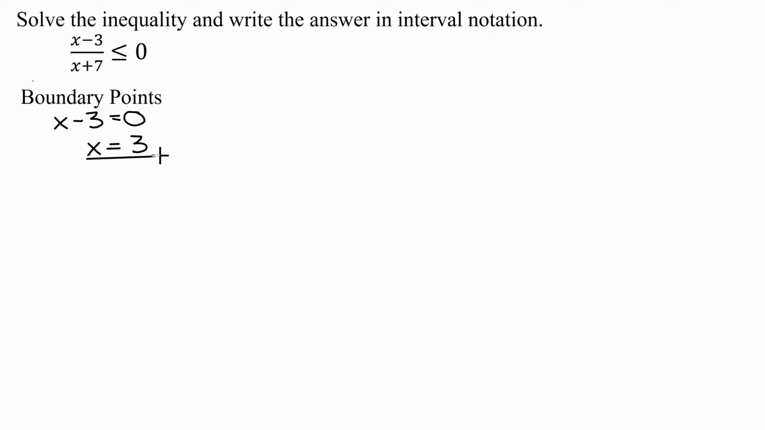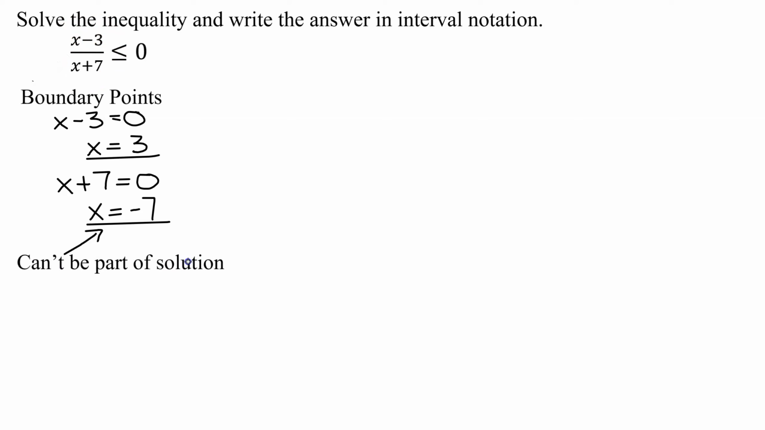The other boundary point comes from when this expression is undefined. It's undefined when the denominator equals 0. So you set x + 7 equal to 0, and you get x = -7. So there are my two boundary points. However, we mustn't forget that x = -7 makes this expression undefined. So x = -7 can't be part of our solution.